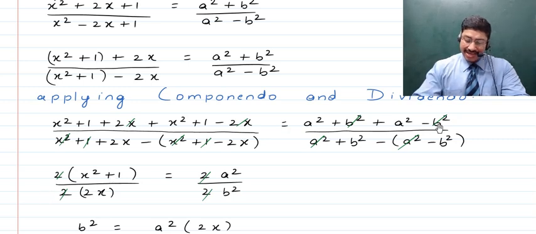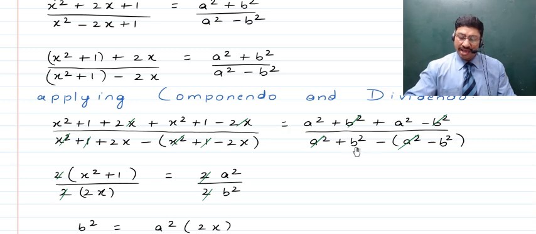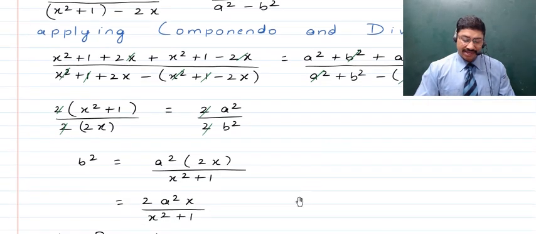Similarly, on the other side, we have plus b square and minus b square, which will get cancelled, and thus we have a square plus a square, which will make it 2a square. In the denominator, we have b square minus minus plus b square, which will make it 2b square. So 2 will get cancelled from the numerator and from the denominator.